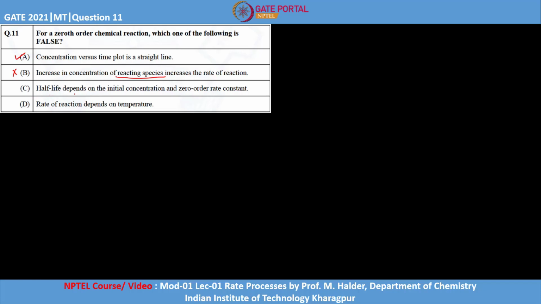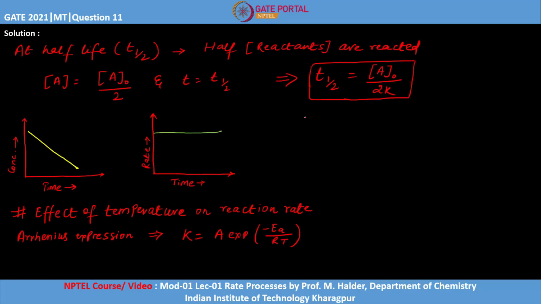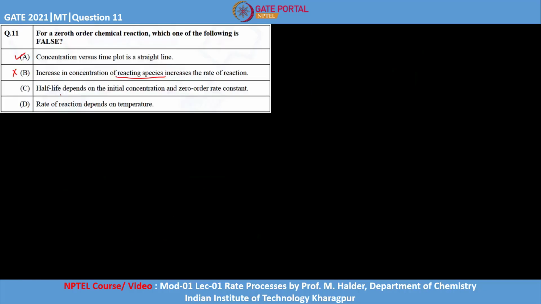Option C, half-life depends on initial concentration and zero order rate constant. So here you can clearly see t half is equal to initial concentration by 2K, and the option says the same, so it is also correct. And the last option, which says rate of reaction depends on temperature, so it's true and it follows Arrhenius type relation. So option D is also true.